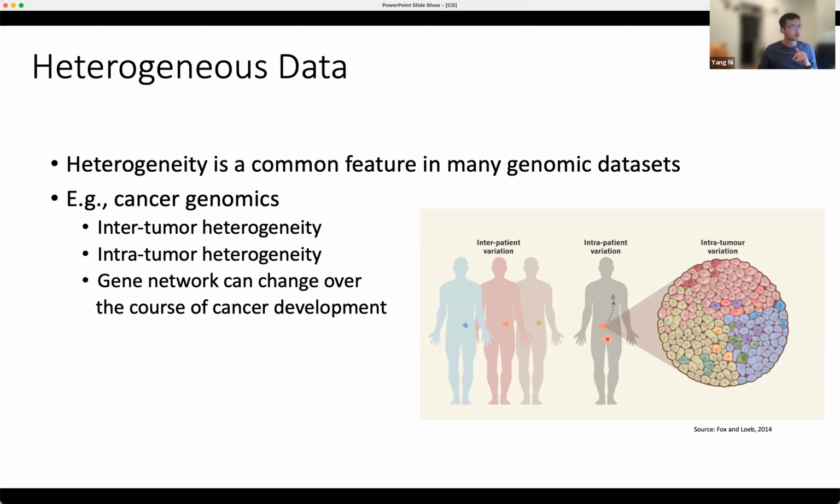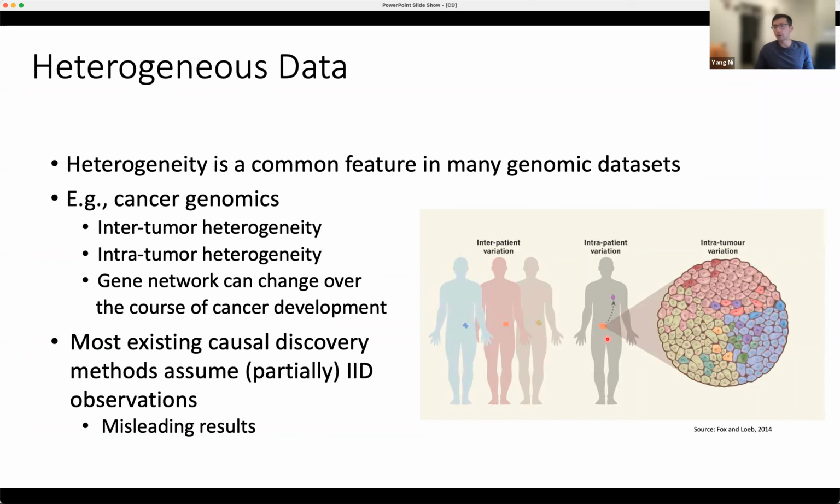But it turns out this heterogeneity, or cancer heterogeneity, is actually very useful for the purpose of discovering causality. Most existing causal discovery methods typically assume at least partially IID observations, which can lead to misleading results if your data is not IID or not partially IID. Our methods explicitly account for data heterogeneity, and in fact, it is precisely the heterogeneity that allows us to identify causality. So we're going to show that even in the case where there are cycles and there are unmeasured confounders.